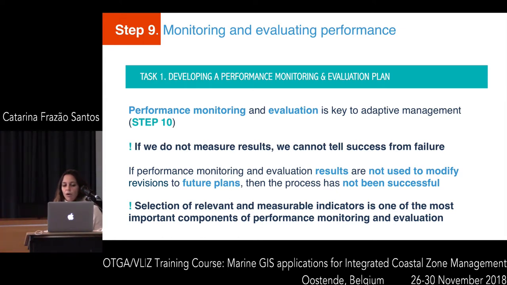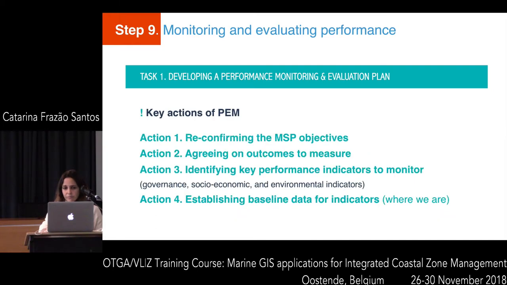So selection of relevant and measurable indicators is one of the most important components of performance monitoring and evaluation. We have to have the right indicators so that we can actually assess results properly and then use the results to revise our plan. And these are key actions of performance monitoring and evaluation: reconfirming marine spatial planning objectives, agreeing on the outcomes to measure, identifying the set of key performance indicators to monitor, and these are usually divided into governance indicators, socioeconomic indicators, and environmental indicators, and establishing baseline data to be used with such indicators and define where we are according to that step.